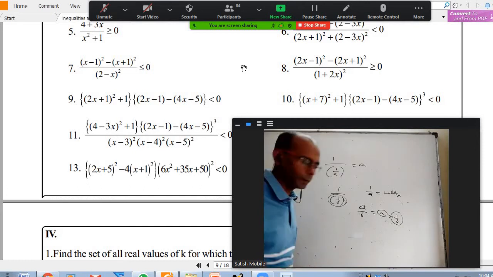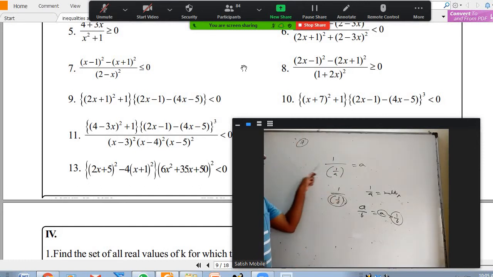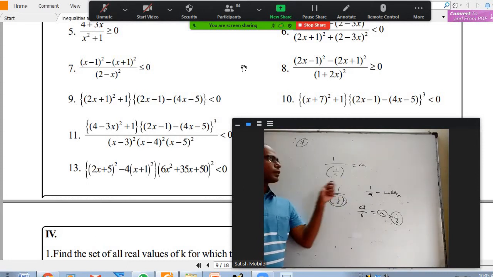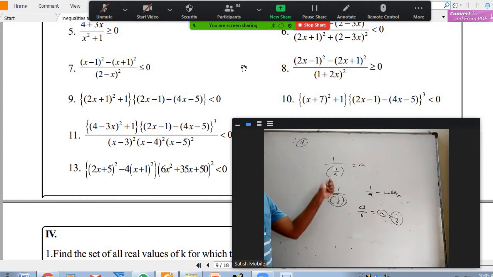So even though this and this are same, the problem is when a is 0, this is defined, but when a is 0, this is not defined. Except at that time, everywhere else they are same.